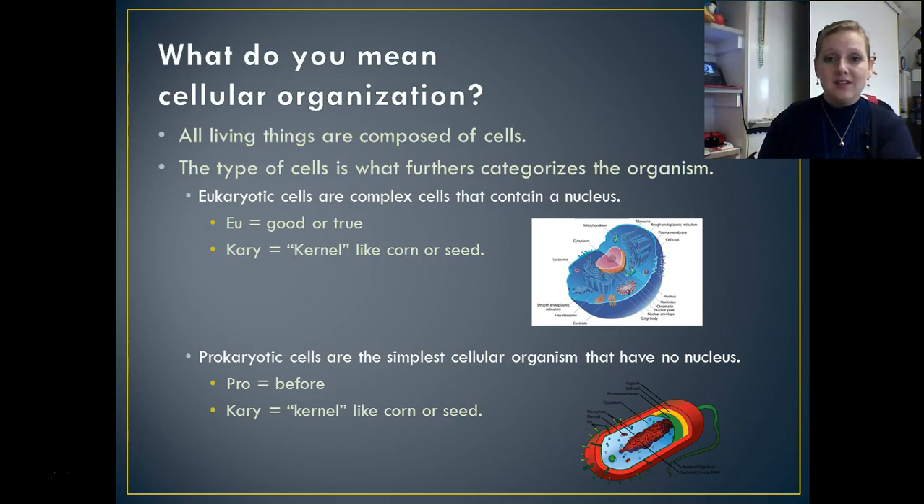Eukaryotic cells are complex cells that have a nucleus. The word eukaryotic actually means a good or true nucleus. Karyon, or kernel, is what we use to reference that nucleus when you're looking down here at how the word breaks down. Prokaryotic cells are simple cells. They're simple cellular organisms that have no nucleus. Pro actually means before, and so again, we're talking about something that was before the nucleus. So those are prokaryotic cells. You can see a diagram of them here and here.